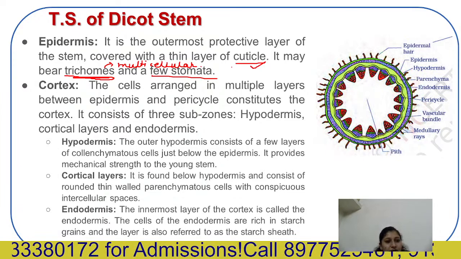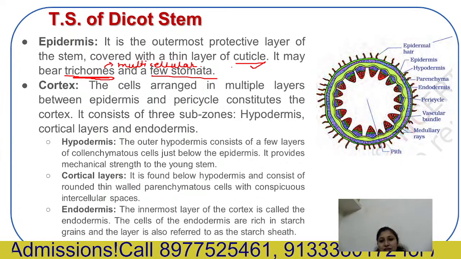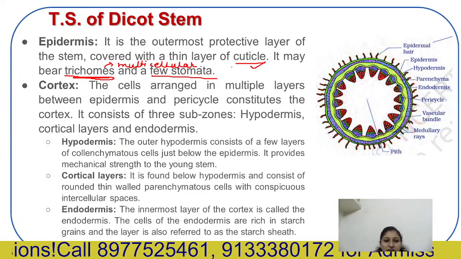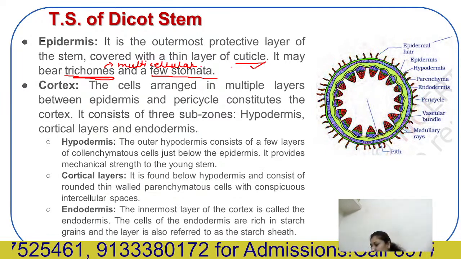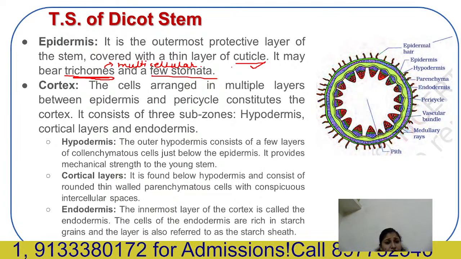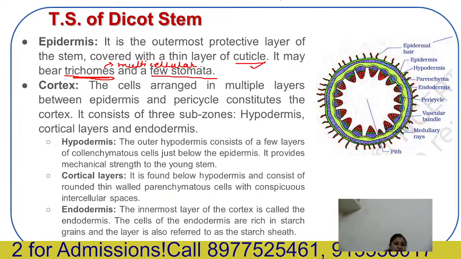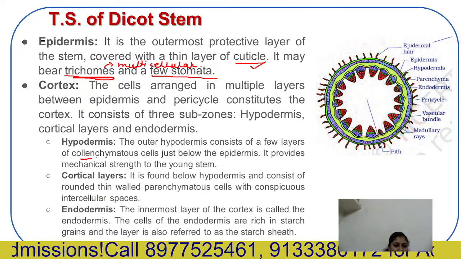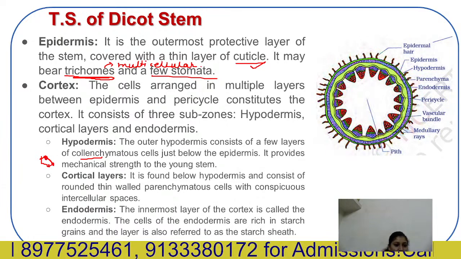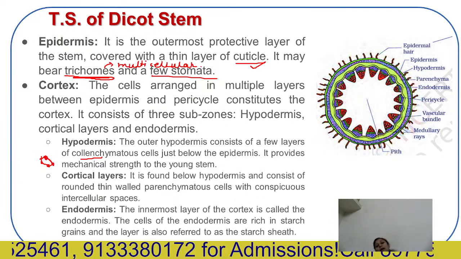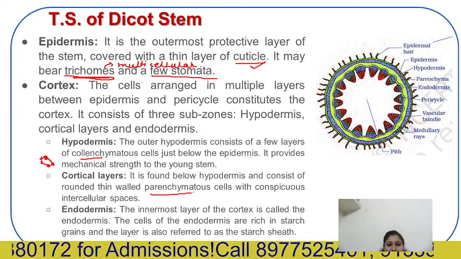So then this cortex region, the cells arranged in multiple layers between the epidermis and pericycle constitute the cortex. It consists of three subzones: hypodermis, cortical layer, and endodermis. The outer hypodermis consists of few layers of collenchyma cells. Remember, this is collenchyma cells with angular deposition of pectocellulose, hemicellulose, and pectin. Then cortical layer, they are made up of parenchyma cells.